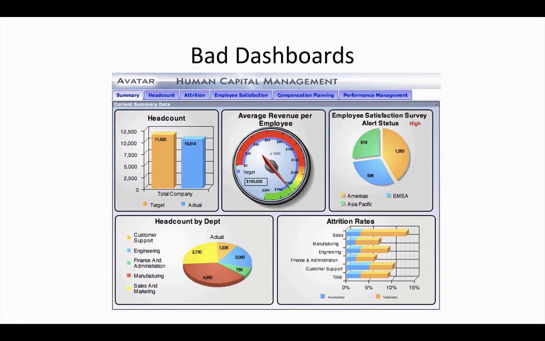Hopefully what you will find and notice is that this orange and blue that's used in the head count report is used over here, the same orange and blue. The same orange and blue is used in 4 different panes to mean 4 different things, okay? Down here we have head count by department actual, where orange means customer support and this blue means engineering. Up here, this orange means target headcount versus actual headcount. Over here, it means Americas versus EMEA. And over here, it means voluntary versus involuntary.